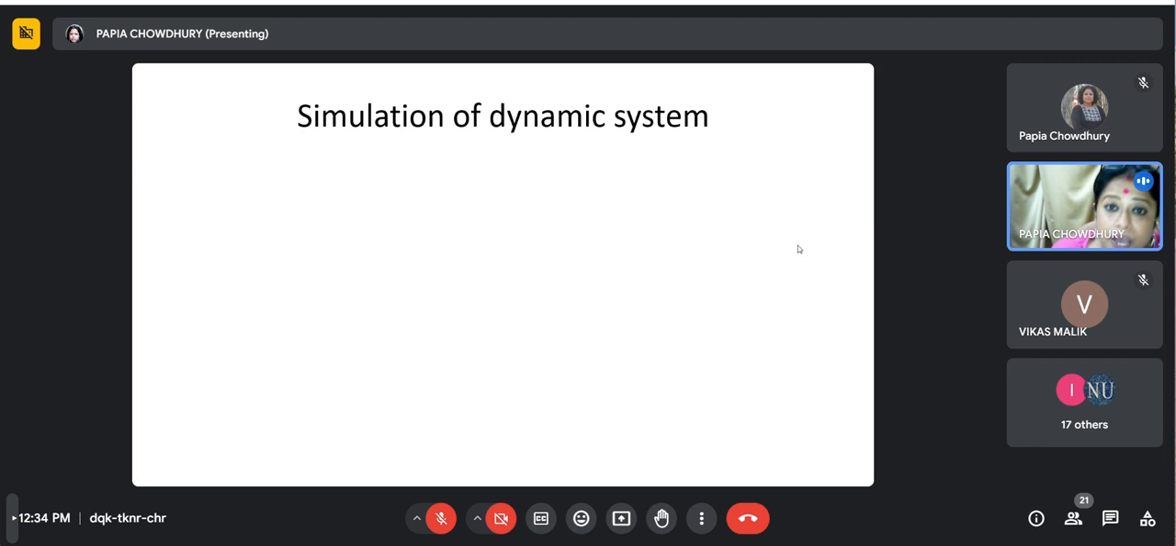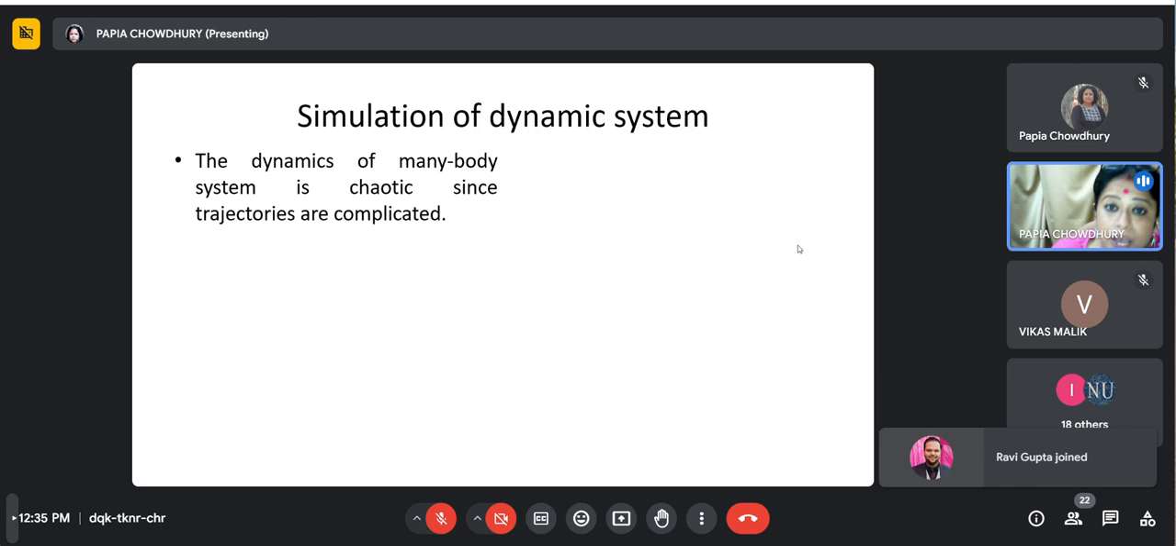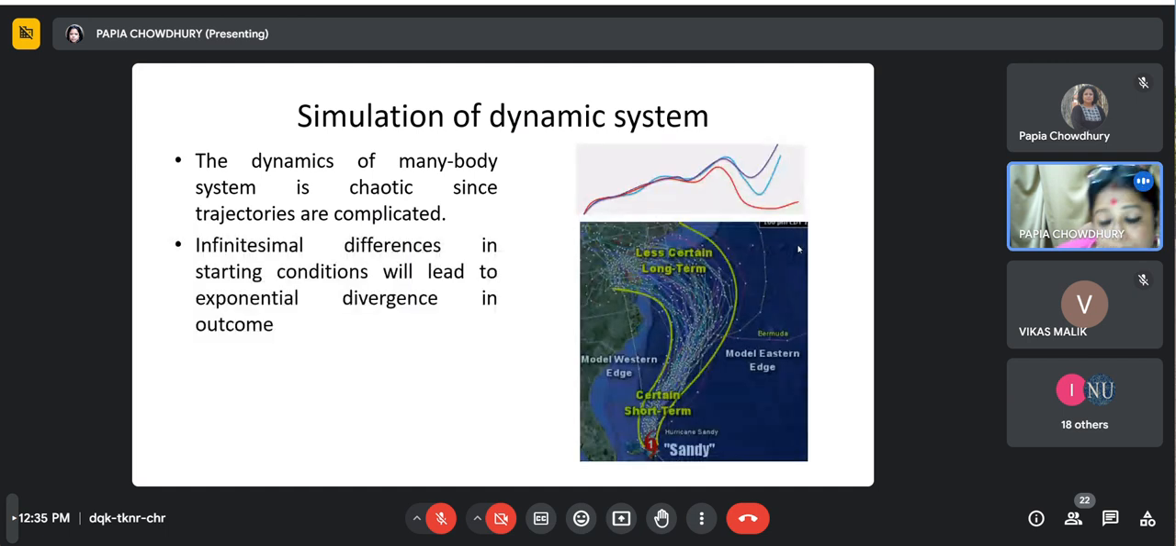Now, for the simulation of this type of system, the problem arises for the dynamic system, where the system can change its parameters with time. The dynamics of a many-body system is not linear; rather, it is very chaotic in nature. For a dynamic system, the trajectories are very complicated. Take the trajectory of a hurricane: the starting point may be the same, but after some time the movement parameters change with time. So very small differences in the starting condition lead to an exponential divergence in the outcome. For this type of system, simulation is very difficult, to get the details of how it behaves with time, and we cannot solve these systems very easily.